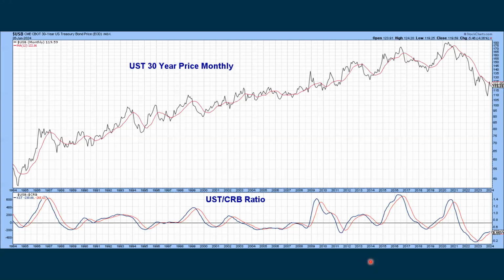Then we look at a monthly chart of the price of the 30-year bond, which continues to be in a downtrend. It was starting to come back up. It got up to this moving average and is now starting to retreat again. And then on the bottom, we have a ratio of bonds to the commodity index, the CRB index, showing that bonds are continuing to outperform. Now, this is a monthly chart, and it takes a long time for these trends to change.